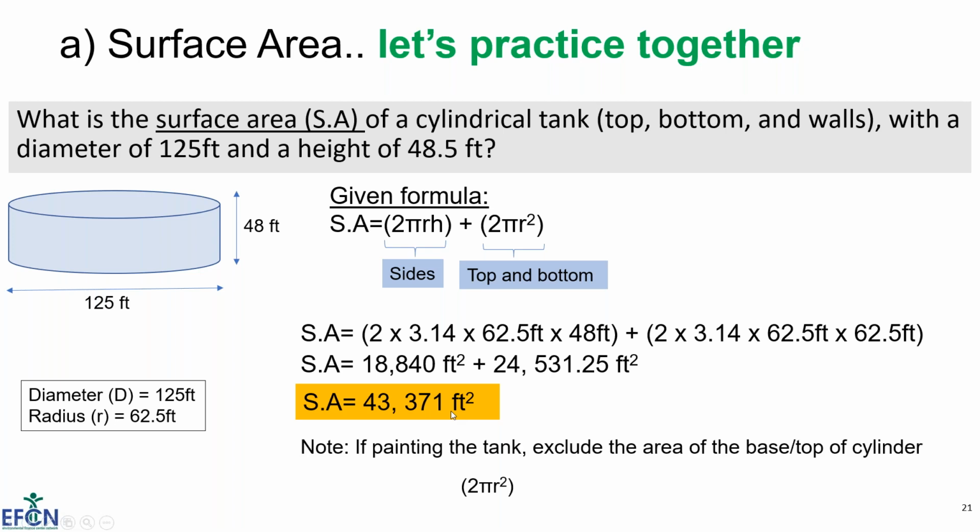Now, if you're painting the tank and you're using this in different scenarios, you might not need the bottom part of the tank. So you will need to remember to exclude the bottom part of the tank. And you can do this by just eliminating these two from your formula, and you'll still get a very accurate surface area of that tank, excluding the bottom part.